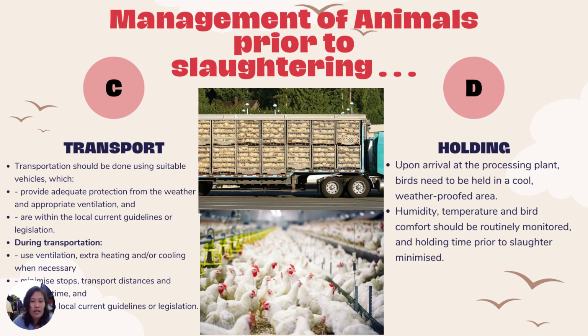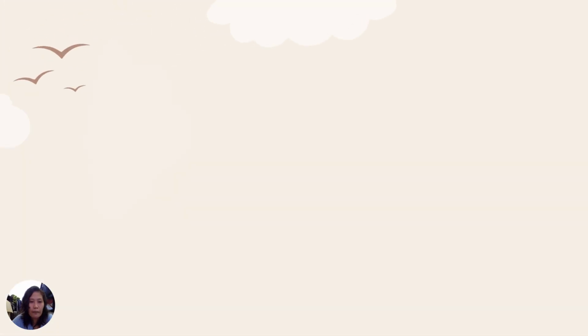Number 4 is the holding. Upon arrival at the processing plant, the birds or the broilers need to be held in a cool, weatherproof area. So the humidity, the temperature, and the bird comfort should be routinely monitored, and holding time prior to slaughter minimized.